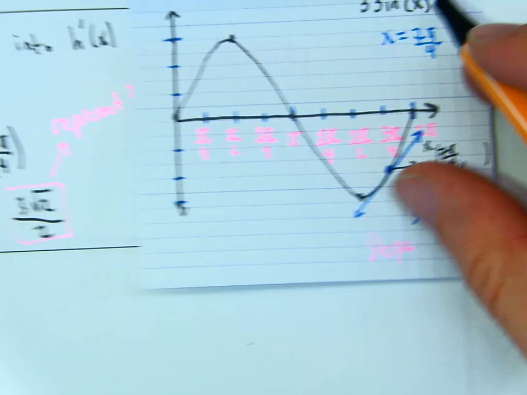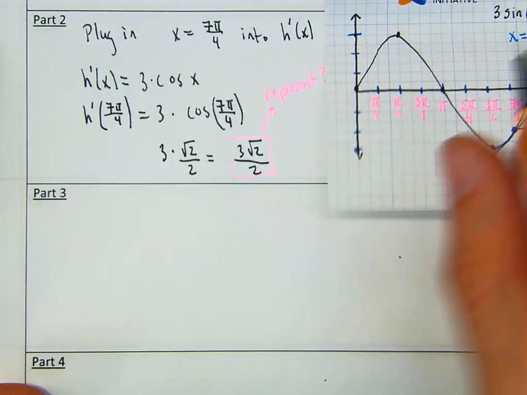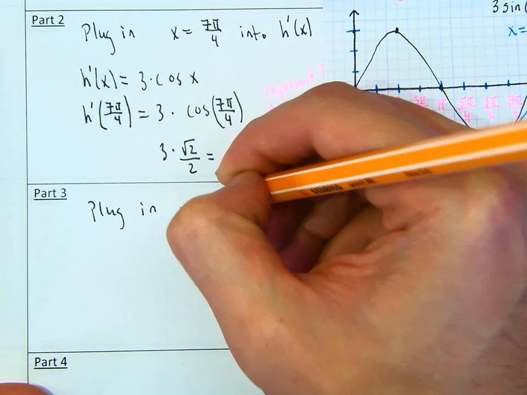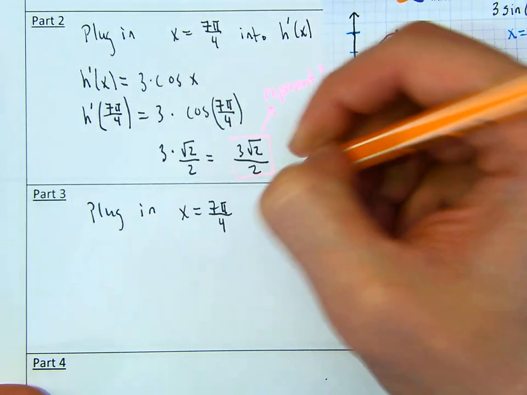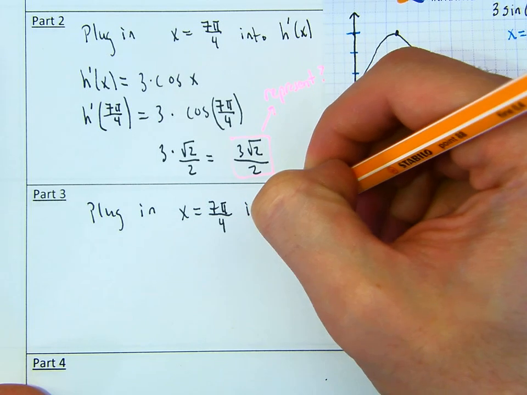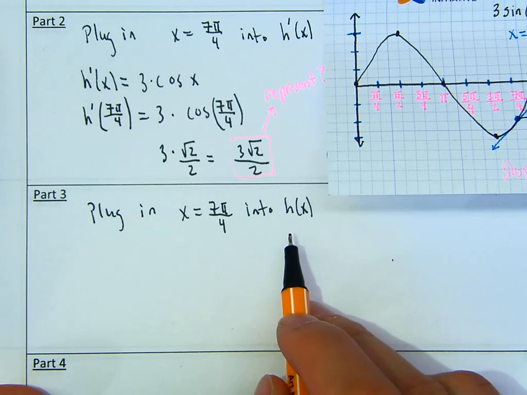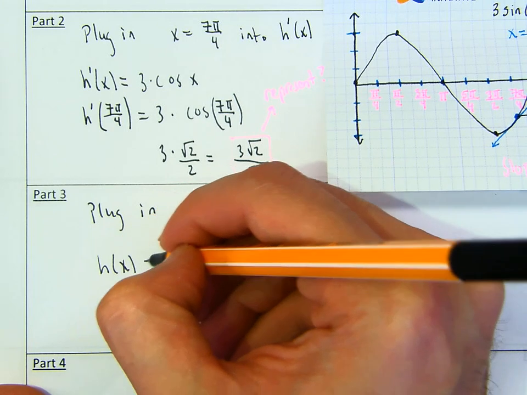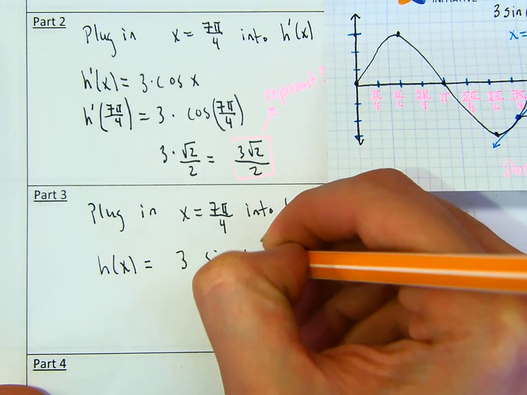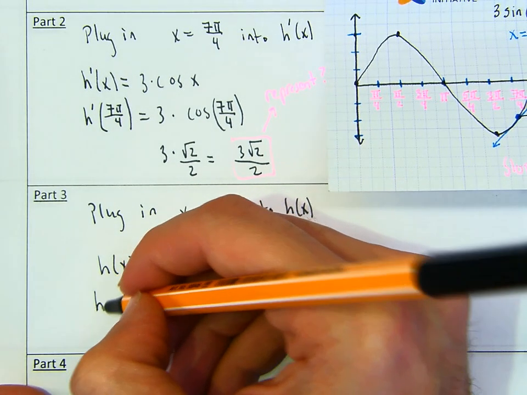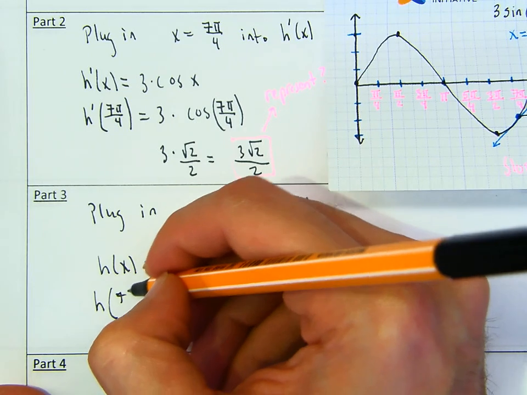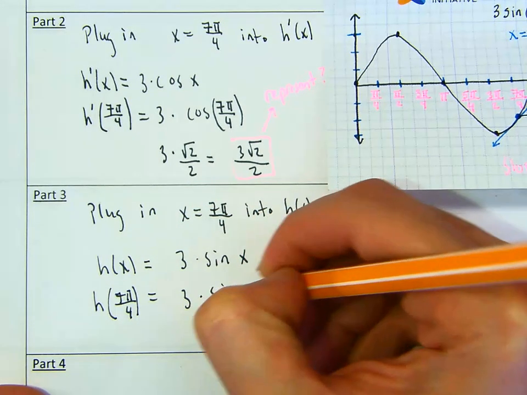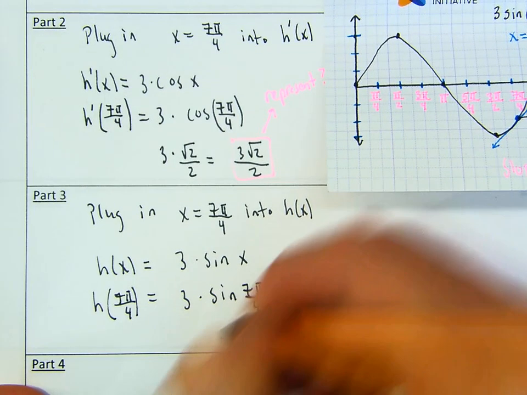So now let's just simply here, step 3, plug in x equals 7 pi over 4 into h of x, right? Because you want to find the y value. So, okay, what is h of x? h of x is equal to 3 times sine of x. So what is h of 7 pi over 4? That's equal to 3 times sine of 7 pi over 4, okay?